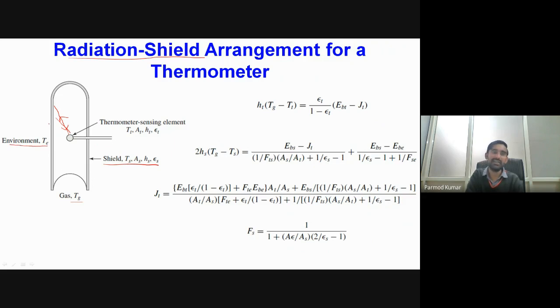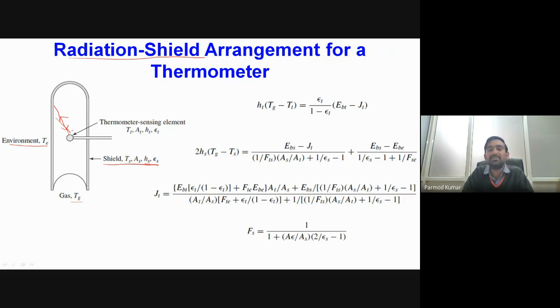So obviously there will be certain emittance of radiation from the surface of the shield also. But what we have to do is minimize that. That's how we have to select the radiation shield material. So now I am considering that the temperature of the shield is Ts and As is the area of the shield. Hs is the heat transfer coefficient from the surface of the shield, because over the shield surface we also have flow of the gas.